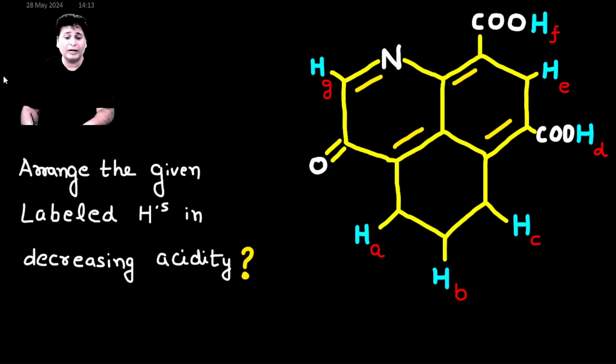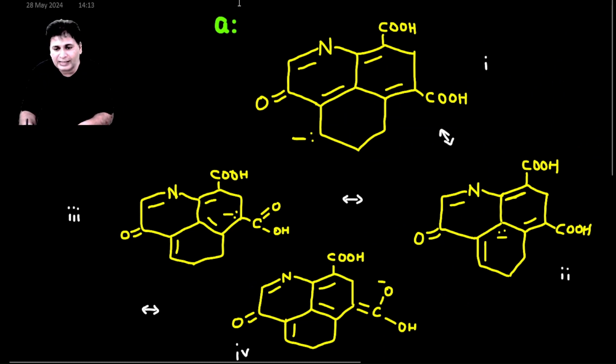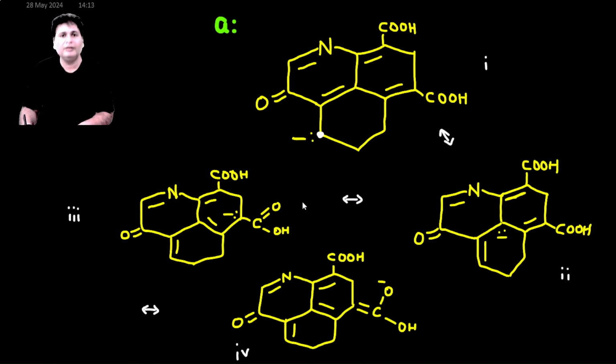So let us start from hydrogen number A. As you can see, this is our hydrogen number A. We are going to first pull this out as H plus, and a minus charge will come on the carbon from where it was attached, and you can see that this is the carbon which had the hydrogen number A. Now the hydrogen is removed as H plus and a minus charge came on this carbon.